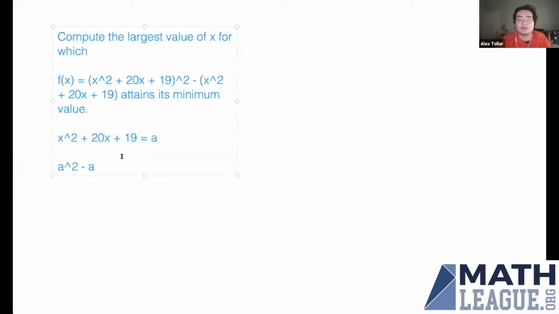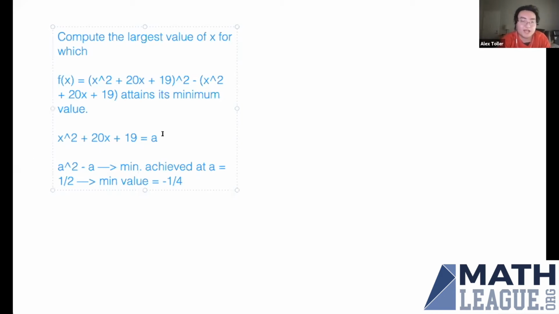Well, we know how to minimize parabolas, quadratics in general, right? We just take the axis of symmetry or use Vieta's. Or you could take a derivative, actually. It turns out that minimum is achieved at a equals half, right? And the minimum value is therefore negative a quarter. So now it just remains to check if that actually works, right?